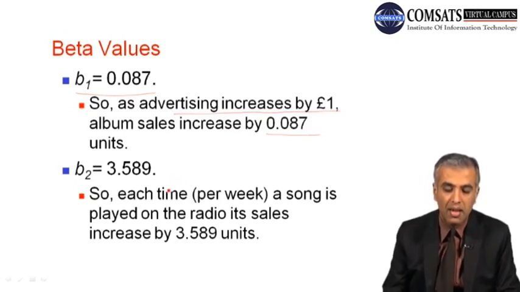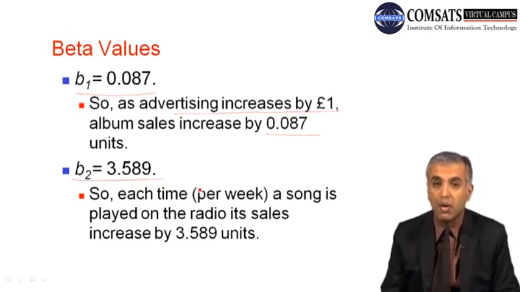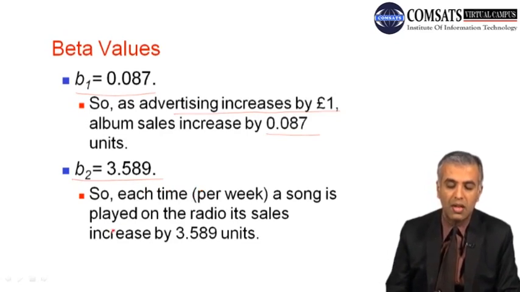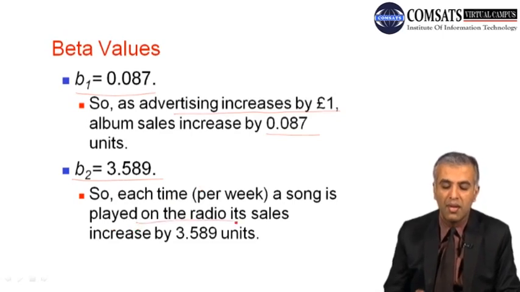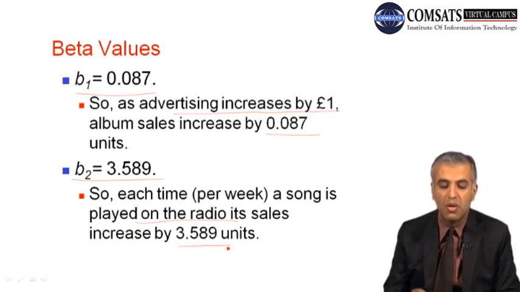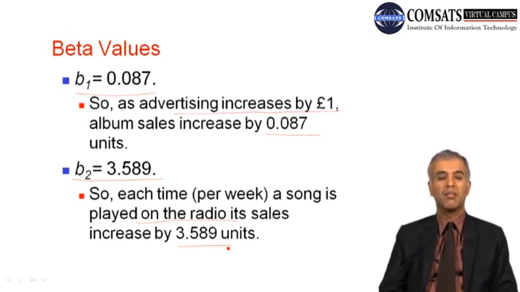Likewise, we have got another value of beta 2, which is reported to be 3.58, and so that does mean that each time a song is played on the radio, its sales do increase by 3.589 units. So this interpretation of beta value is very important, because based on that, you go ahead with defining the importance of each variable.